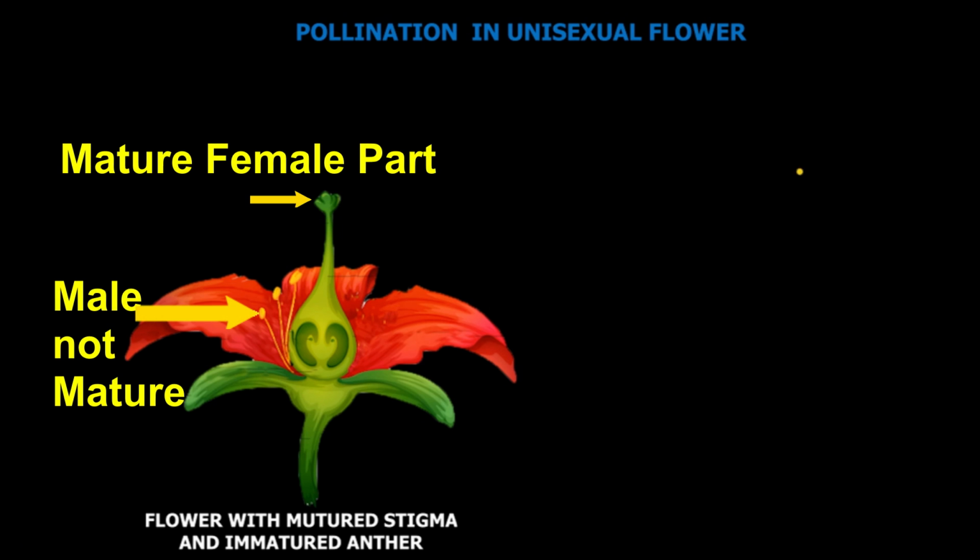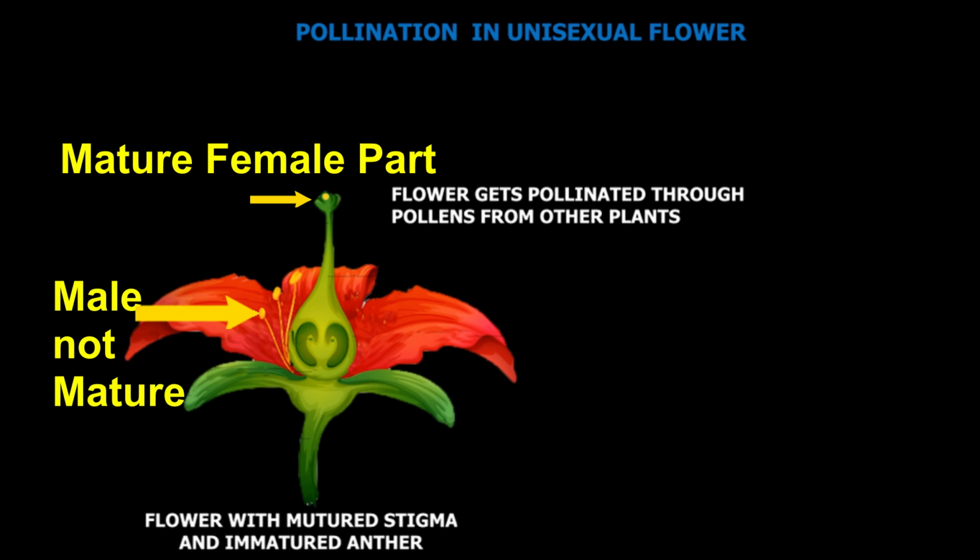Sometimes, in a bisexual flower, the maturity time of male and female parts differs. In such a scenario, bisexual flowers get cross-pollinated.